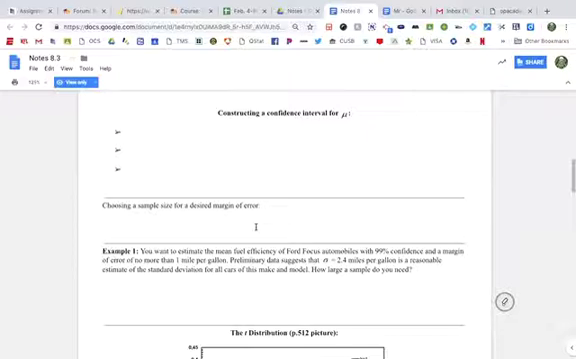Alright, so constructing a confidence interval for mu. There's 3 ways to do it. So again, it's estimate plus or minus the margin of error. That's the very first way we learned how to write it. That's the way it's going to be on the AP test. You're going to have to know these from memory, since they're on the formula sheet.